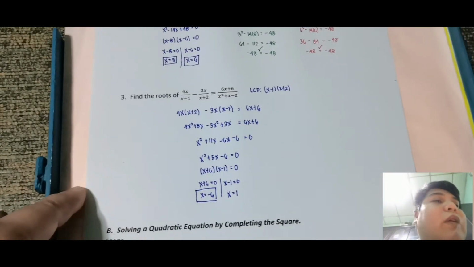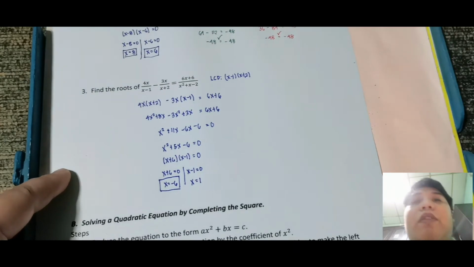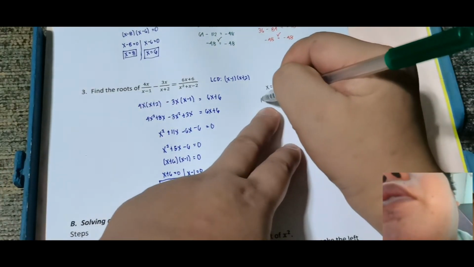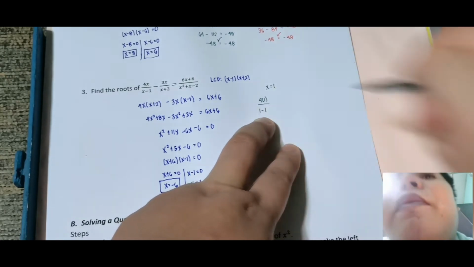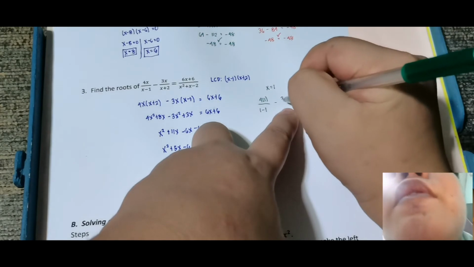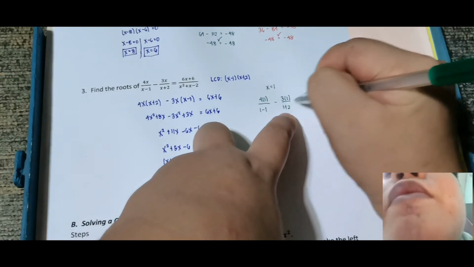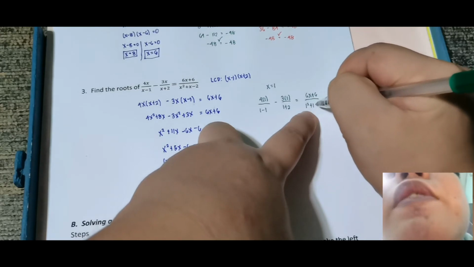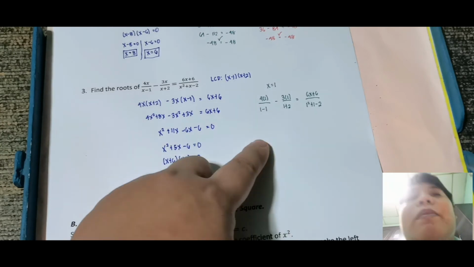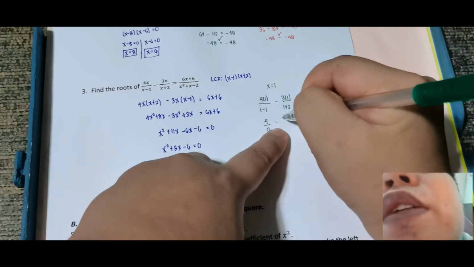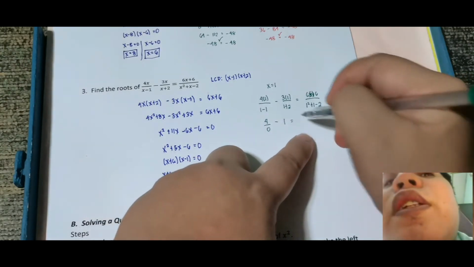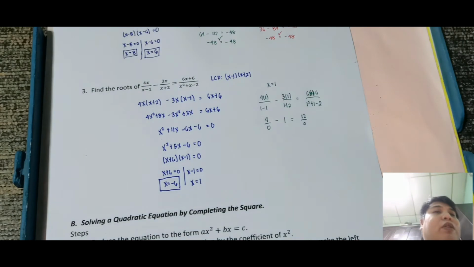Okay, now let's check why 1 is an extraneous root. Whenever x is equal to 1, let's substitute right away. That is 4 times 1 over 1 minus 1, minus 3 times 1 over 1 plus 2, equal to 6x plus 6 over 1 squared plus 1 minus 2. This part is undefined, because it is 4 over 0. Then 6 times 1 plus 6 is 12, so that is 12 over 0, because 1 plus 1 minus 2 is 0. Note that any number divided by 0 is undefined.